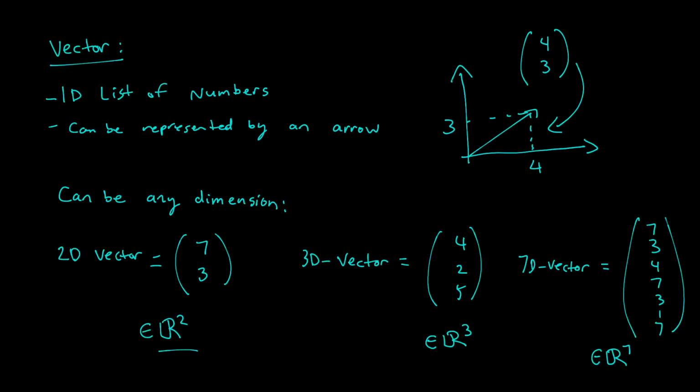You can think of vectors as one-dimensional lists of numbers, and they can be represented by an arrow that starts from the origin, as shown on the graph on the right. They can have any number of entries, and the number of entries in the vector is called the dimension. So a 2D vector would have 2 entries, and we call that an element of R2. A 3D vector will have 3 entries, and we call that an element of R3. And a 7D vector would have 7 entries, and we call that an element in R7.